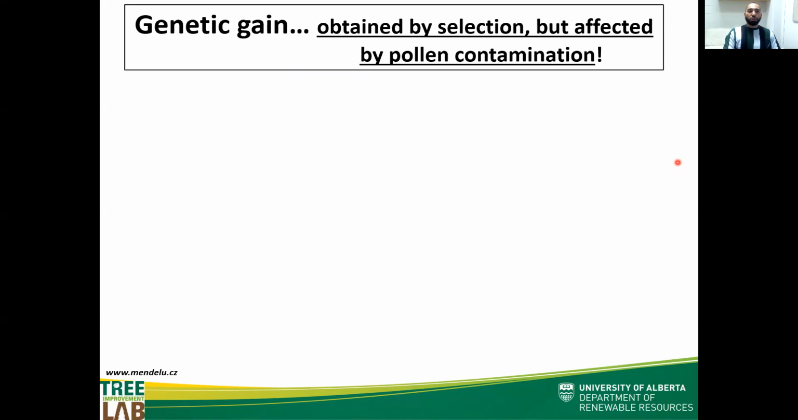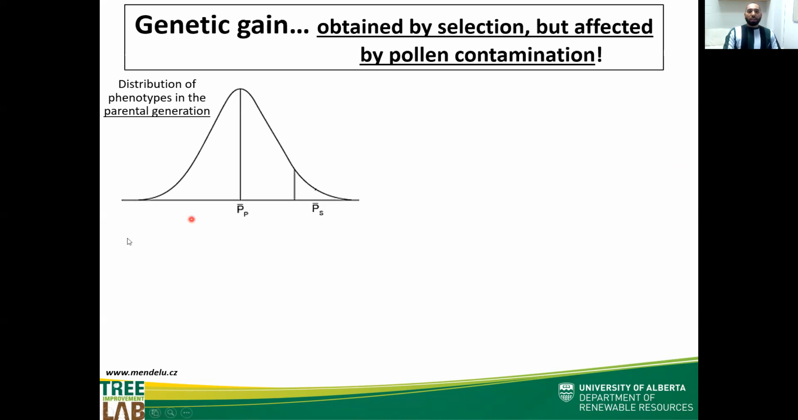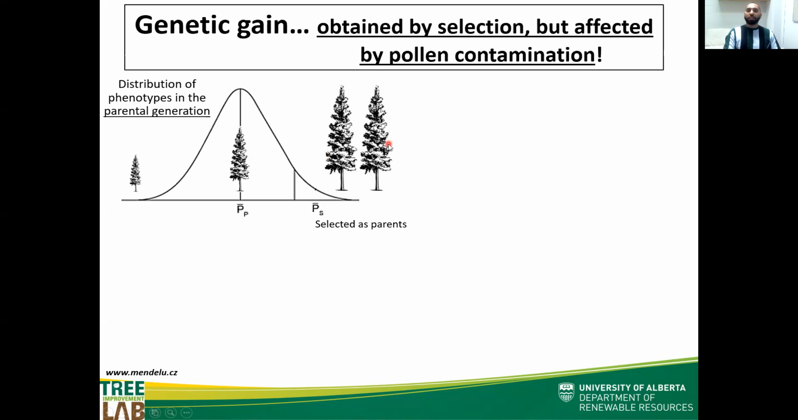Also, let's introduce the concept of genetic gain. It is obtained by selection, but it's affected by pollen contamination. So let's imagine a distribution of phenotypes in the parental generation with small trees in the population, with average trees, and with big trees. And these ones are the ones that will be selected as parents.